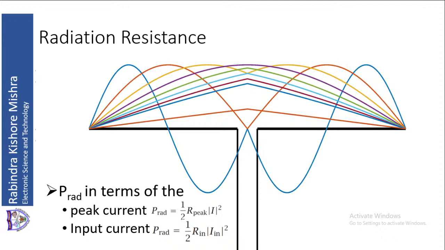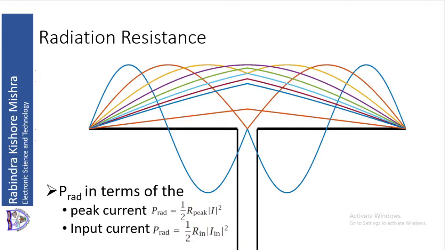At the center, you can see the triangular distributions are for lengths less than lambda by 10. But if it is lambda by 4, or say lambda by 2, you can see the violet distribution. The violet is 0 at the left end, then there is a half wavelength variation with peak at the center, and at the right end it is 0.